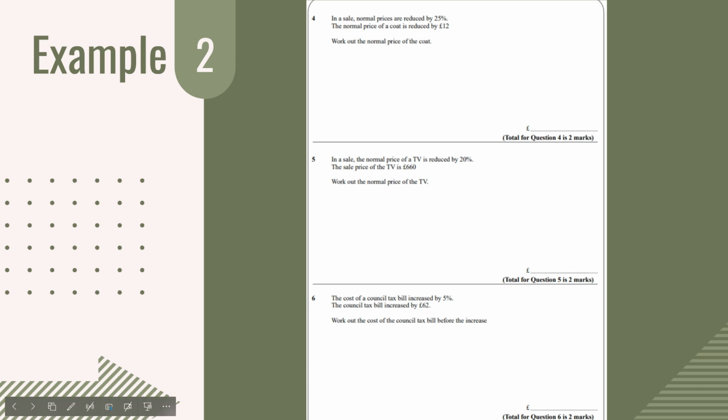So, in our first question, in a sale, normal prices are reduced by 25%. The normal price of a coat is reduced by £12. Work out the normal price of the coat. As we've been told that £12 is equal to 25%, they're both the reduction. If we times 25 by 4, we get 100%. So if we times 12 by 4, we'll get the normal price of the coat, meaning £48 is the normal price of the coat.